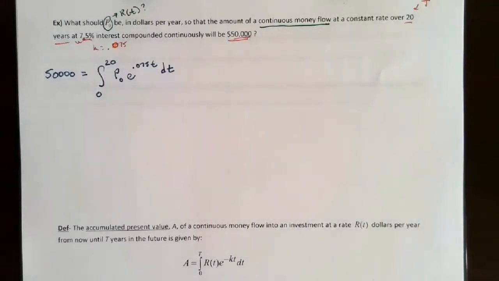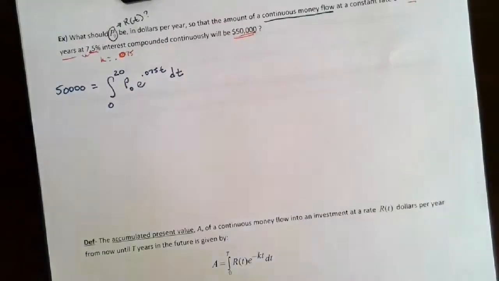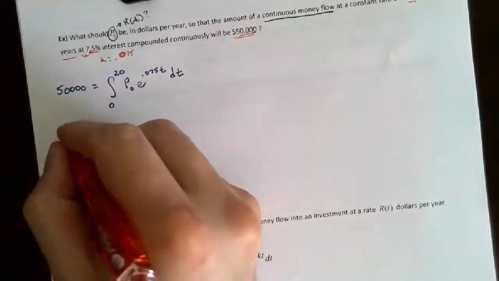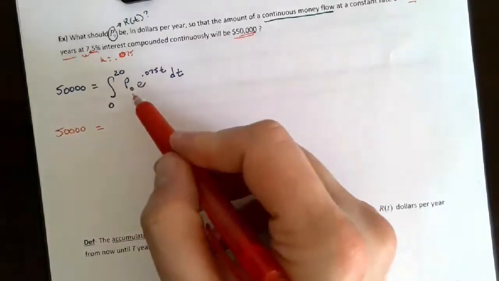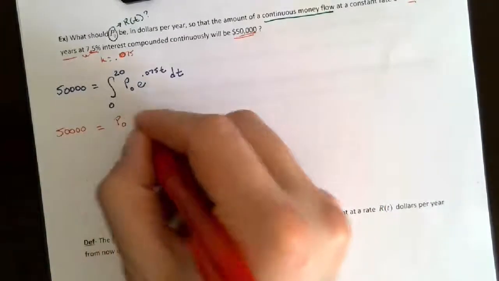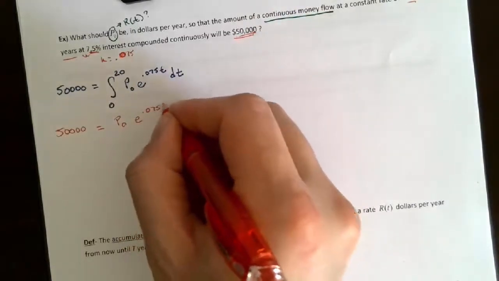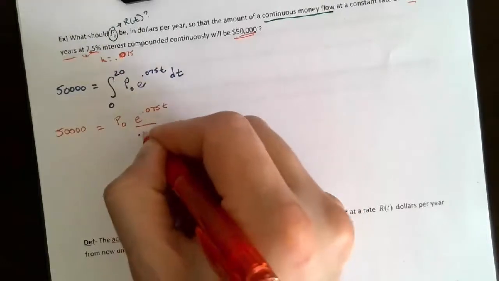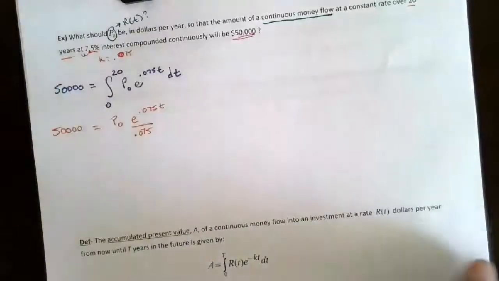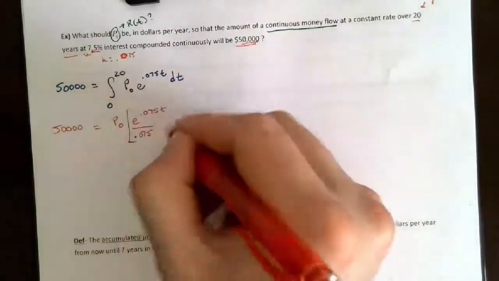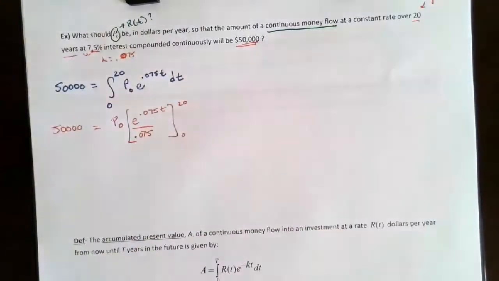To evaluate this, we're going to look at this integral just like we did before. On the left side, 50,000 stays 50,000. It's equal to integrating this; P0 is a constant in front, so I'll keep that as P0. Integrating e to the 0.075t, remember how this works, it's e to the 0.075t divided by whatever the constant is in front of t, so 0.075. And then we're evaluating this from 0 to 20.